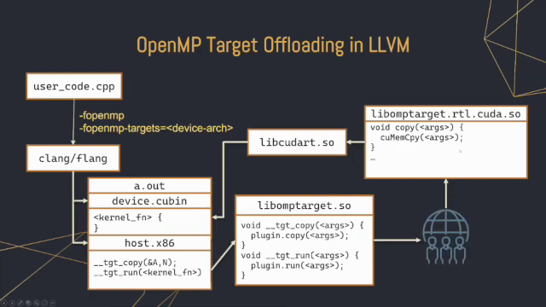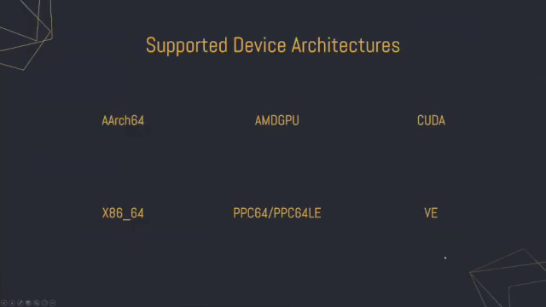The main idea that we had was, instead of having a direct link between libomtarget and the plugin that you're trying to offload onto, to let this happen over the network. Currently, OpenMP target offloading supports a few architectures. We support AArch64, AMD GPU, CUDA, x86, PowerPC, and VE. All of these have been tested to varying degrees.